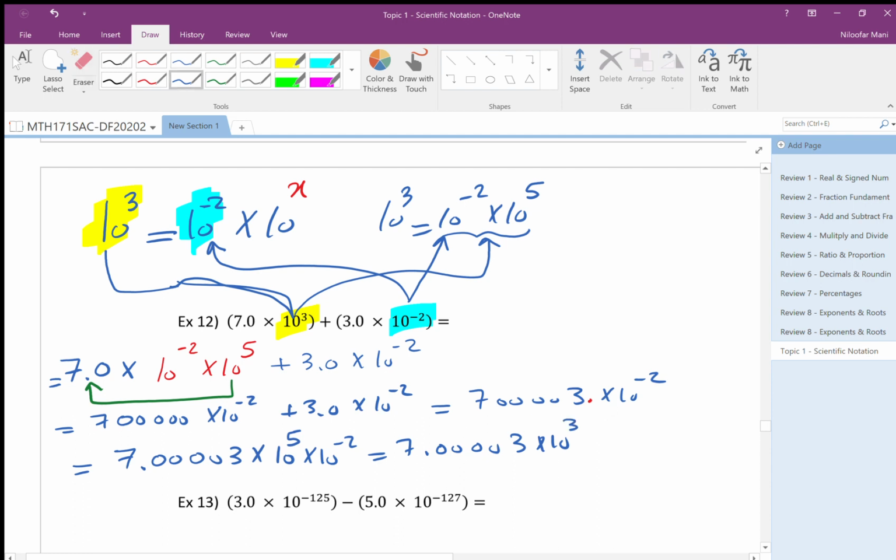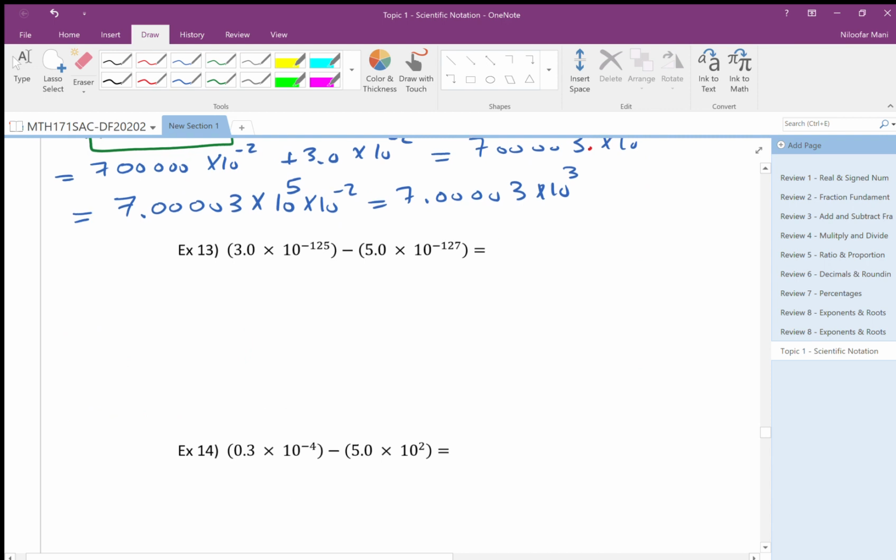Maybe, for sure, it was easier if I expressed 10 power minus 2 in another way to have 10 power 3 inside. In that case, I didn't need to change my number at the end to scientific notation. Okay? The next question, the next example.